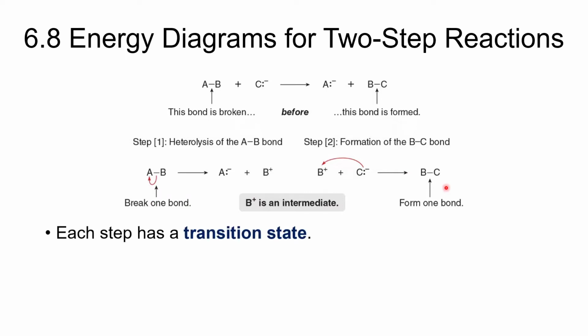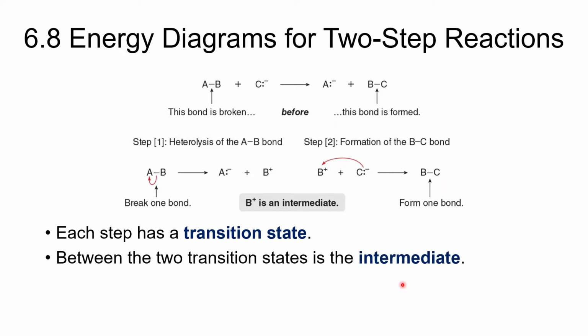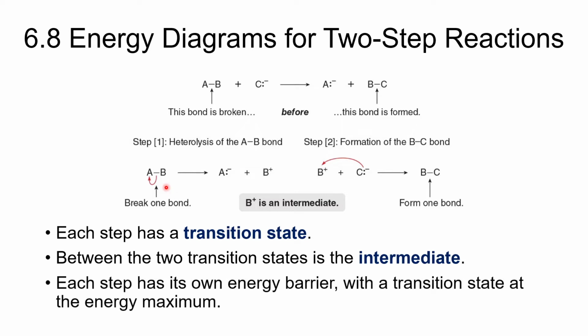We will find that each one of these steps will have a transition state. Between those two transition states, we will have an intermediate. The intermediate here is B plus. When you have an intermediate, that is something that is not a reactant. It's not a product. But it's something that shows up in the mechanism. We will find that each step has its own energy barrier, in other words, its own activation energy, with a transition state at the energy maximum.